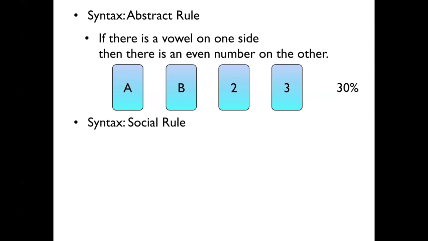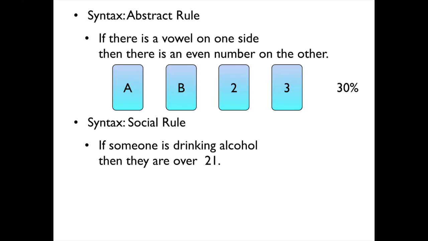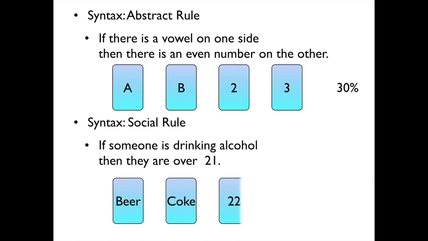So this is going to be a social rule, one which any undergraduate is familiar with. It's going to be something like this. If someone is drinking alcohol, then they're over 21. So same exact setup. I'm going to show you a bunch of cards. There's going to be someone's age on one side and what they're drinking on the other side, right? So it might look something like this.